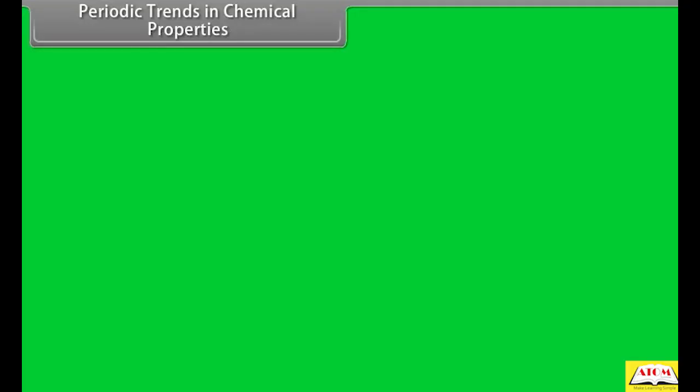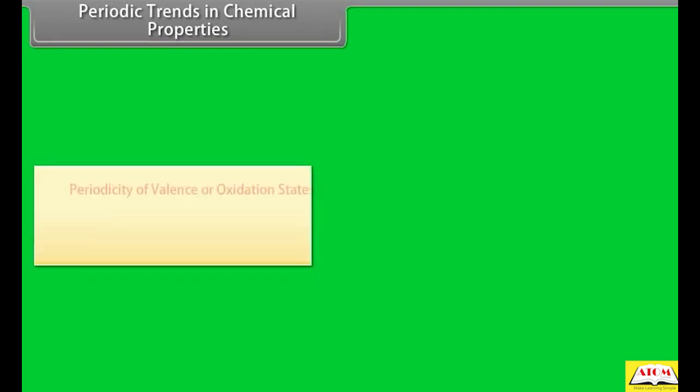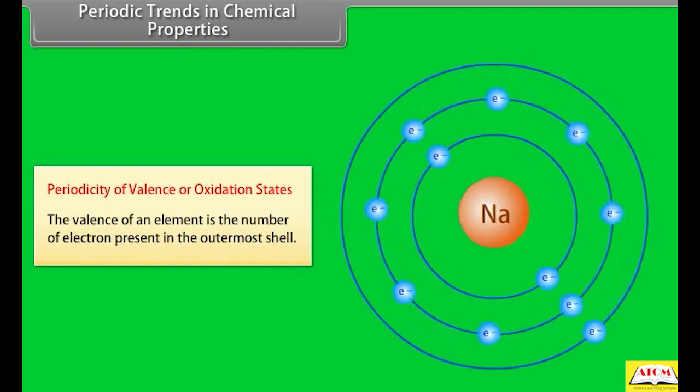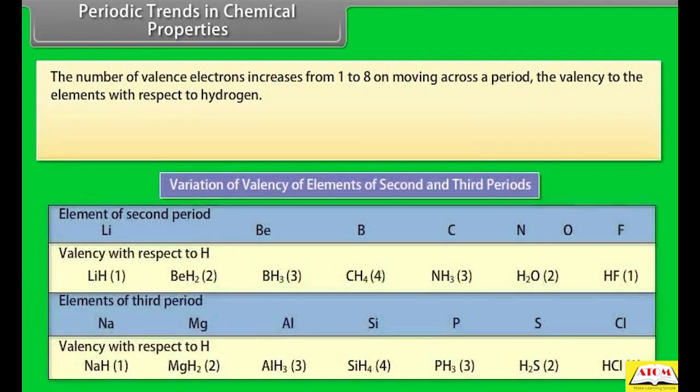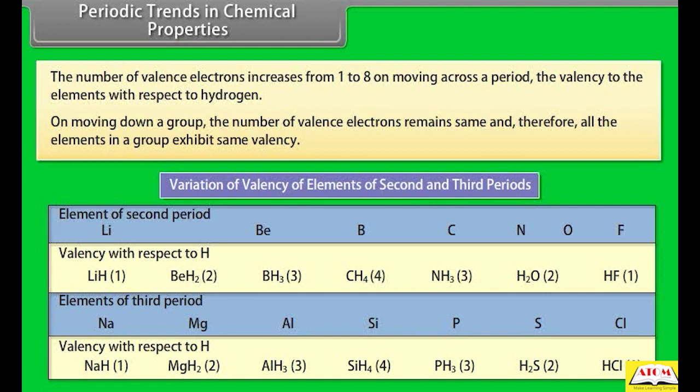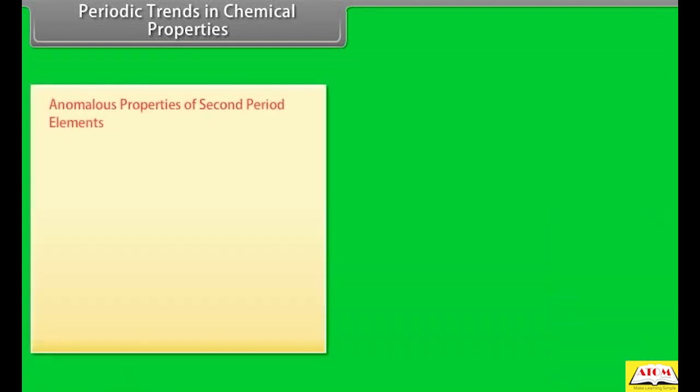Periodic trends in chemical properties. Periodicity of valency or oxidation states. The valency of an atom is the number of electrons present in the outermost shell. The number of valency electrons increases from 1 to 8 on moving across a period. On moving down a group, the number of valency electrons remains the same, and therefore all the elements in a group exhibit the same valency.